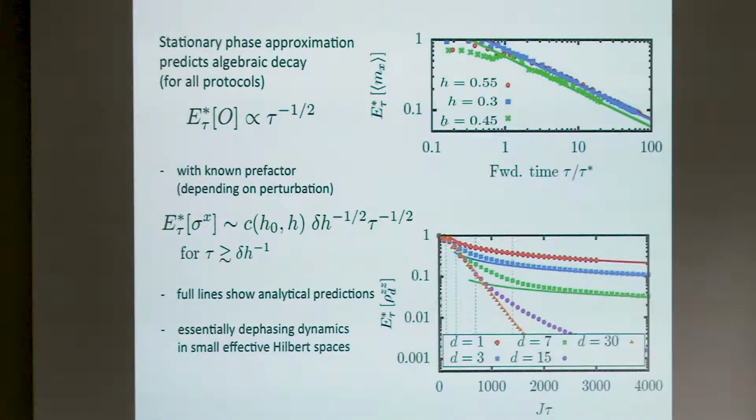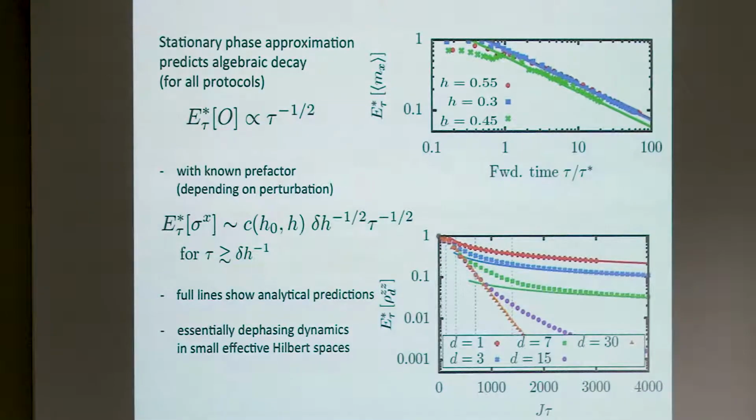So here are some typical results. With pretty much all the protocols that we looked at, and for the observables that we looked at, we find essentially the same behavior, namely that these echo peaks decay algebraically with exponent -1/2. So this is for the transverse magnetization. These fully drawn out lines are based on the analytical prediction.